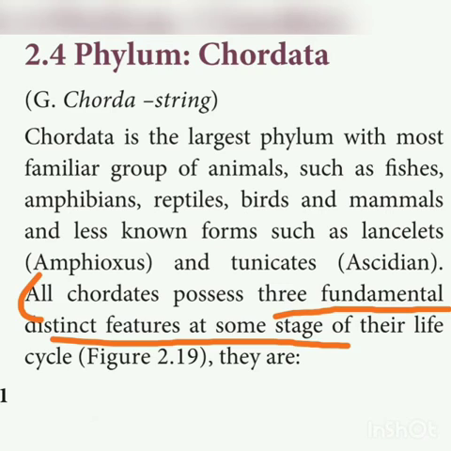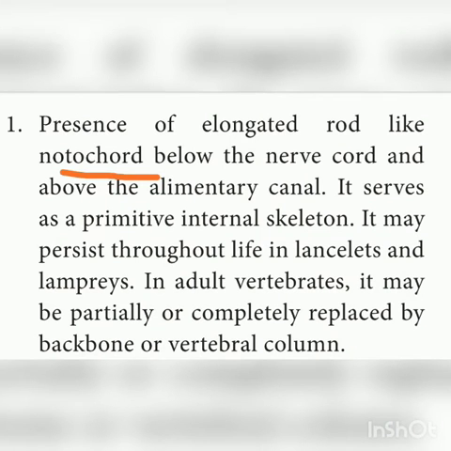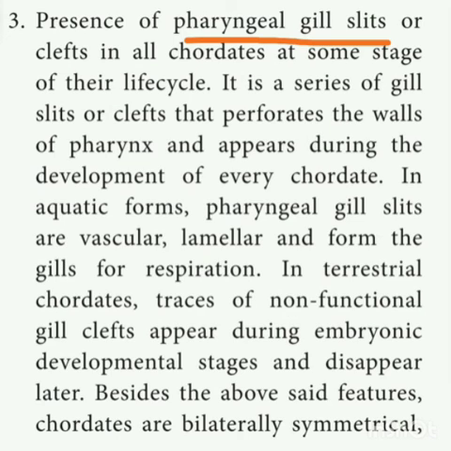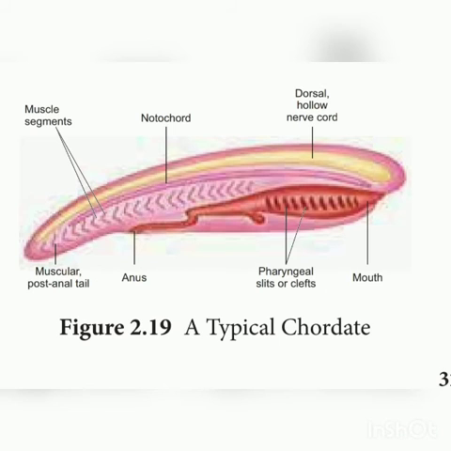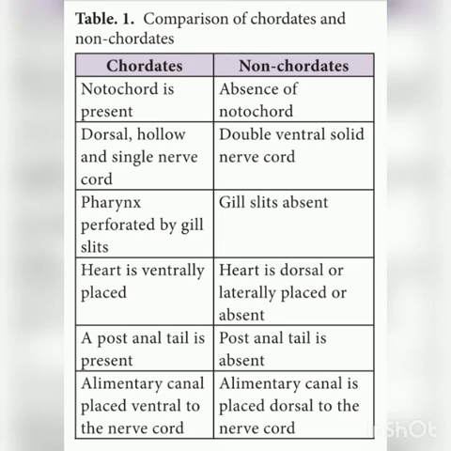Next one is phylum Chordata. The general characters of chordates is a very, very important 5-mark question. So you have to read and write. For phylum Chordata, first put the side headings: presence of notochord and presence of pharyngeal gill slits, and then you explain. You have to draw a diagram also. Next, the difference between the chordates and non-chordates is also very important.